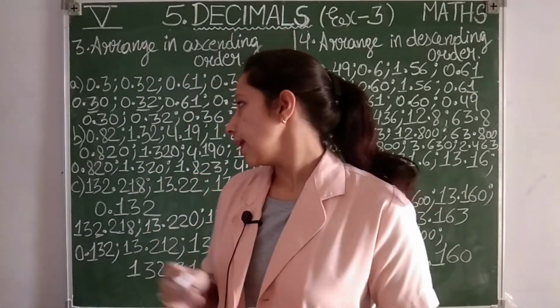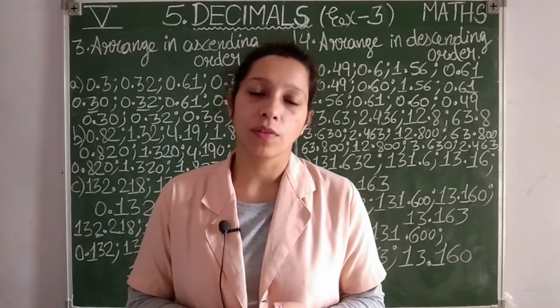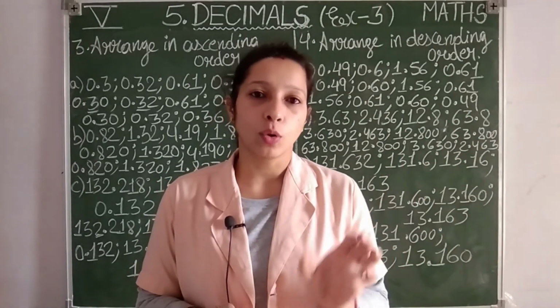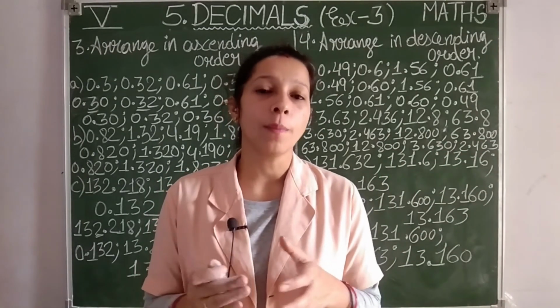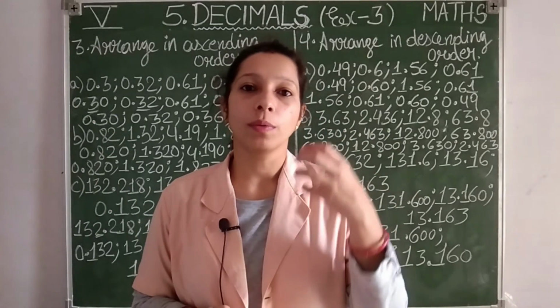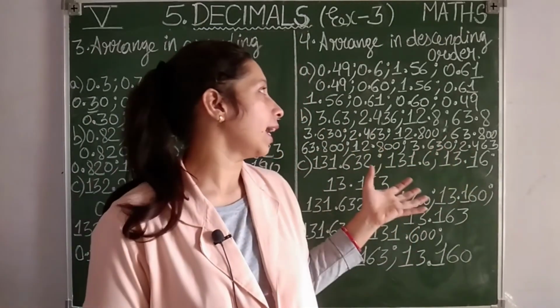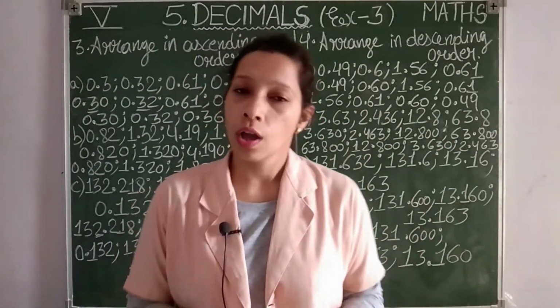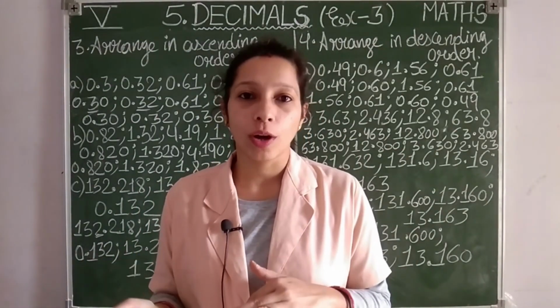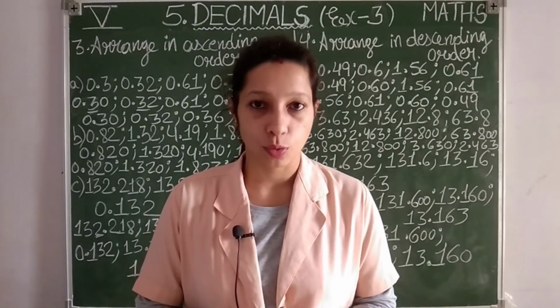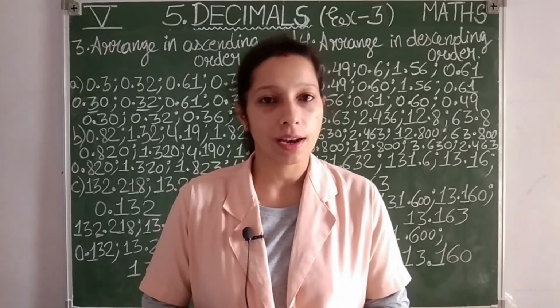Point number D, E, F for both the questions will be your work. How to solve? Convert it into like decimals and arrange. For ascending order, arrange from smallest to greatest. For descending order, arrange from greatest to smallest. And you can match your answers from the back of your textbook, students. Still, if you find any doubt, then you can message.